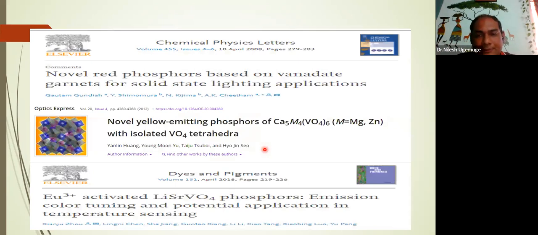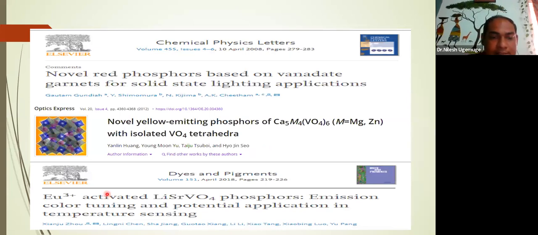These are some of the vanadate materials which I found during the literature review. Like novel red phosphors based on vanadate garnet for solid state lighting application. This is the catchy title of the paper. The vanadate can emit red light. Novel yellow emitting phosphors: you can see some combinations of vanadate, without doping, that can emit yellow light.